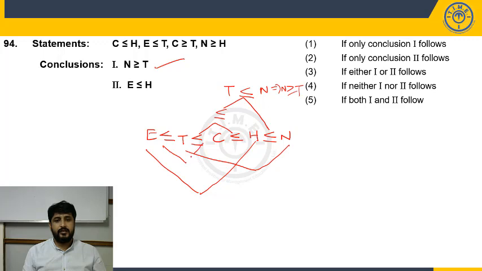Less than or equal to and less than or equal to leads to less than or equal to. So E less than or equal to H. So 2 also follows. So both 1 and 2 follow. Choice 5.